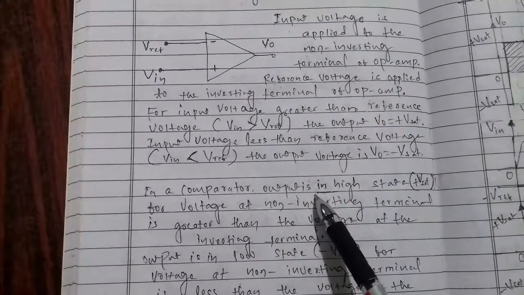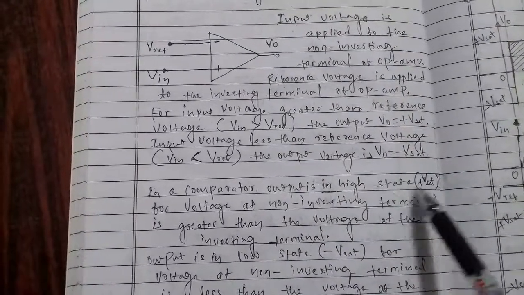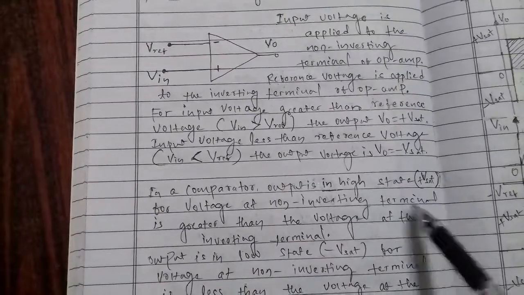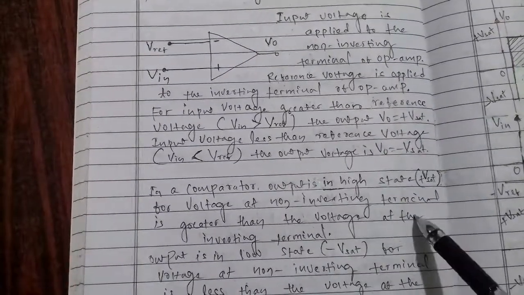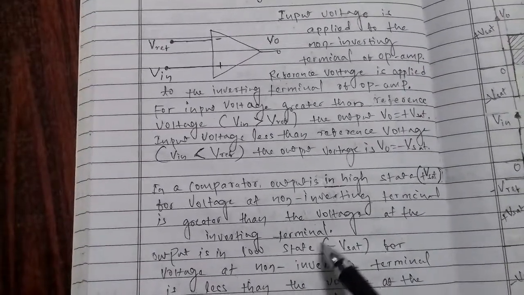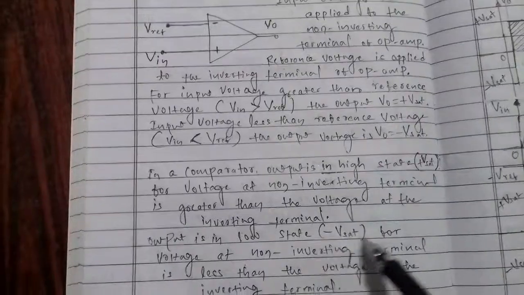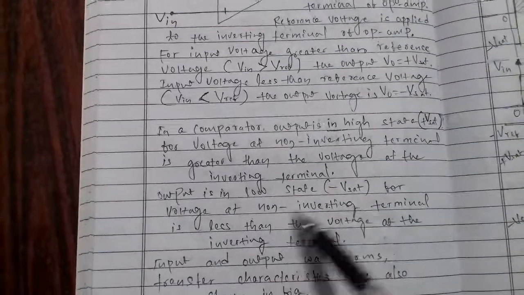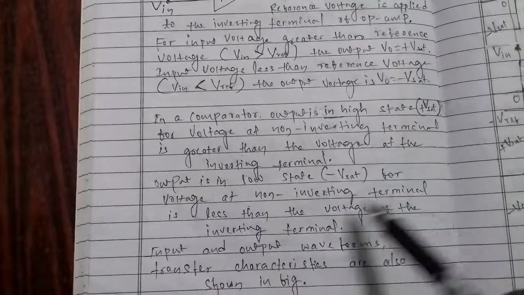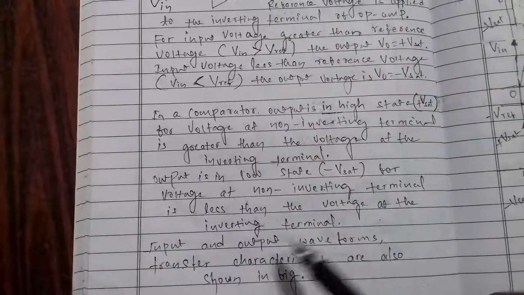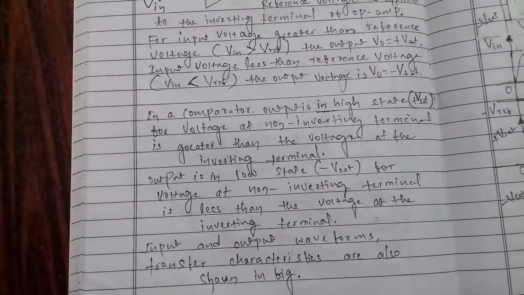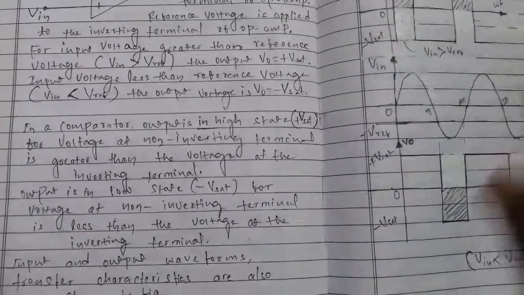In a comparator, output is in high state when the voltage at the non-inverting terminal is greater than the voltage at the inverting terminal. Output is in a low state when the voltage at the non-inverting terminal is less than the voltage at the inverting terminal. Input and output waveforms and transfer characteristics are also shown in the figure.